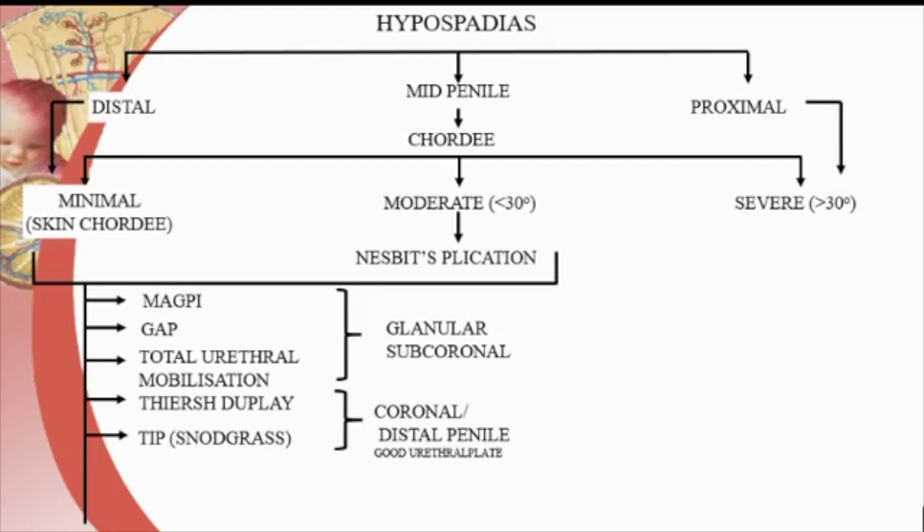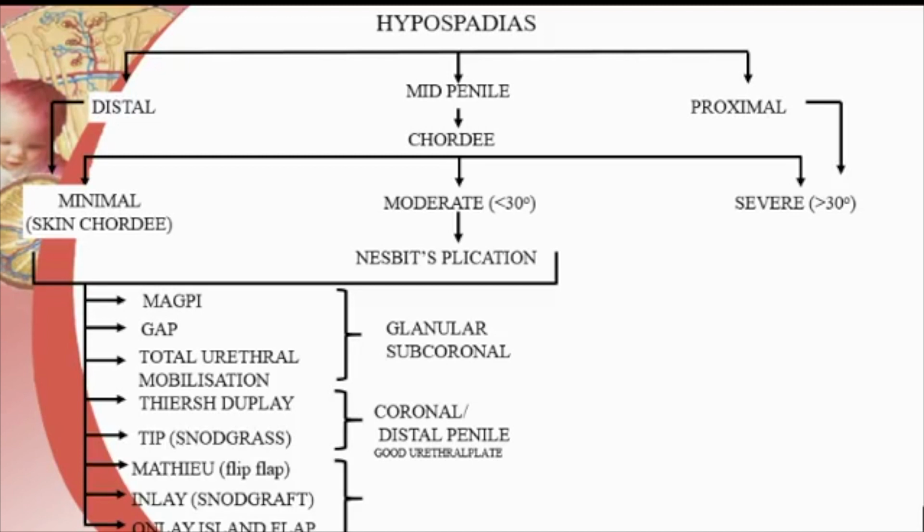So this is for coronal, the previous one is for glanular and subcoronal. The midshaft hypospadias also you can do a Snodgrass. Sometimes they extend it up to proximal penile hypospadias, also Snodgrass repair. But only if the urethral plate is good. If the urethral plate is poor, then I would rather go for a Mathieu repair if it is a distal, like a subcoronal hypospadias, or an inlay graft kind of repair, or an onlay island flap, which is basically a flap taken from the dorsal foreskin. I'll be discussing all these procedures one by one, so don't worry. I'll come to all these things.